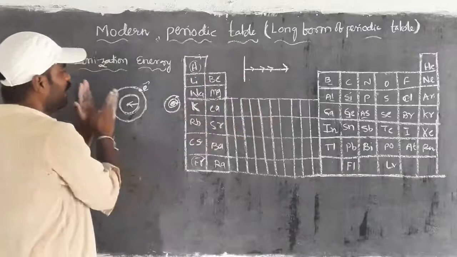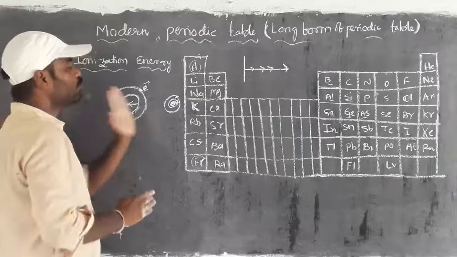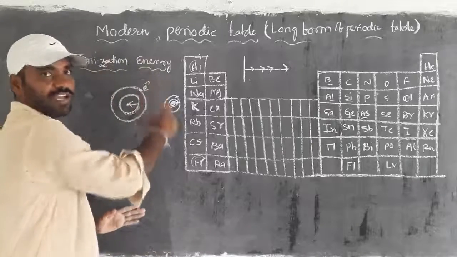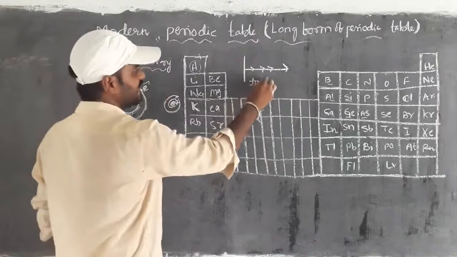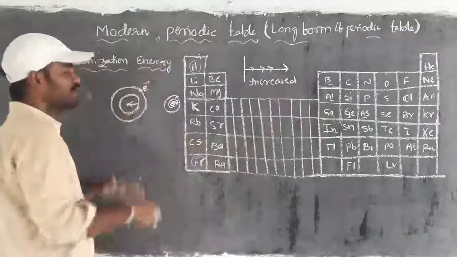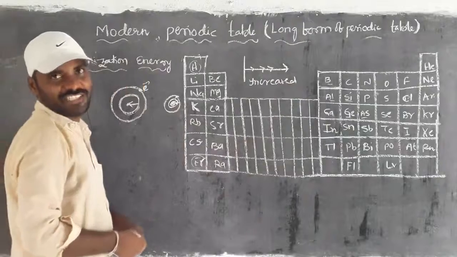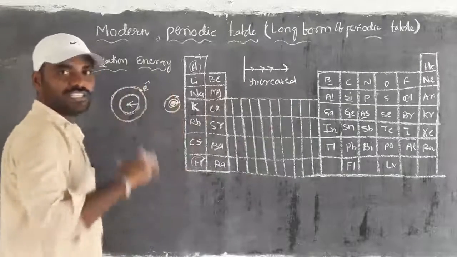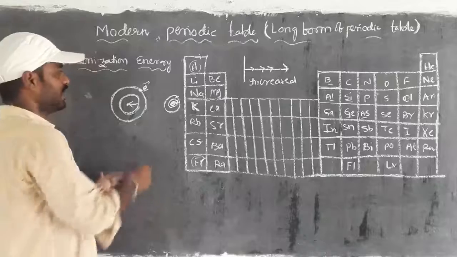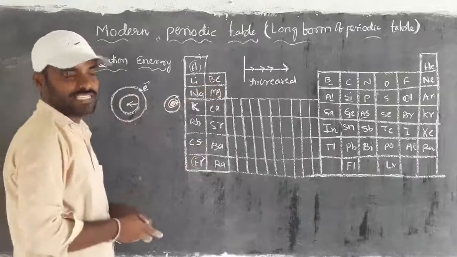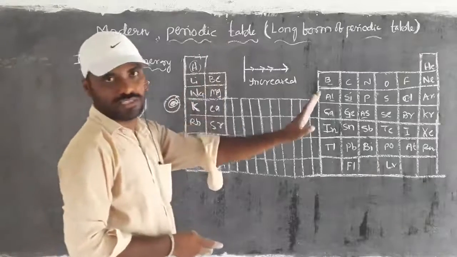For that, when you move from left to right in the periods, the ionization energy value increases, because the atomic radius decreases. So on the left side it is bigger in size, and on the right side it is smaller in size. For that, the value gradually increases from left to right.